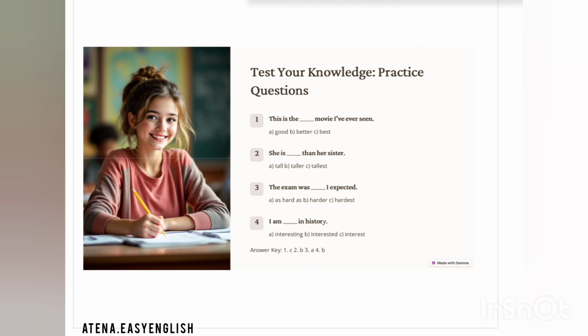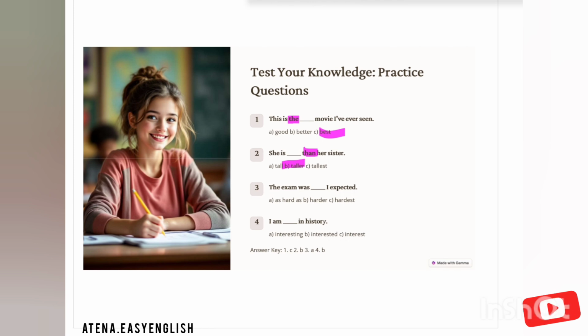Okay, very well. Number 1. This is the movie I've ever seen. So here we have the. So it's superlative. It's the best movie I've ever seen, yeah? Look at number 2. She is than her sister. We have than, so it's comparative. She is taller than her sister. Very good.